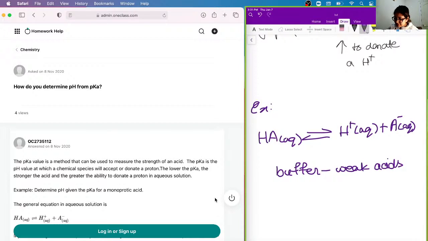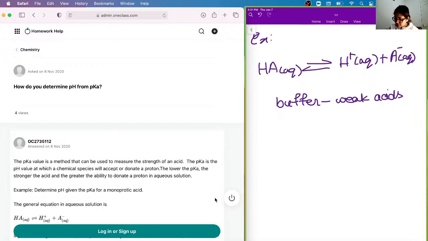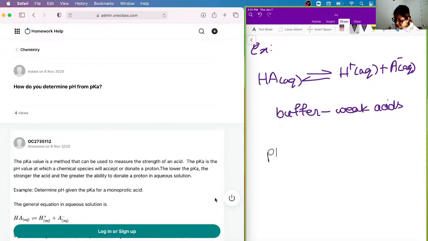Therefore the Henderson-Hasselbalch equation can be used to determine the pH, and that equation is pH equals pKa plus the log of A, your conjugate base, over your acid concentration. Otherwise the acid dissociation constant Ka must be used.